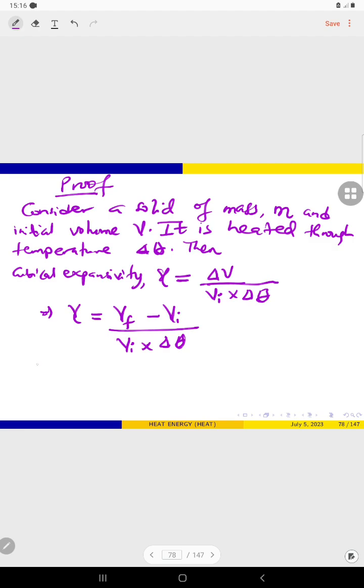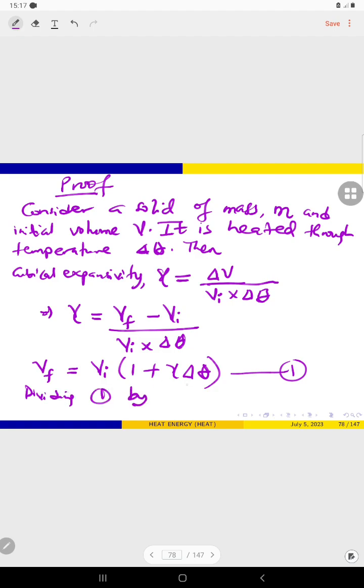So what is our Vf? Our Vf, making it the subject, is Vi (1 plus gamma delta theta). Let me call this equation 1. All right, and we know that the body has mass m. So we divide equation 1 by m. When we divide through by m, what do we get?